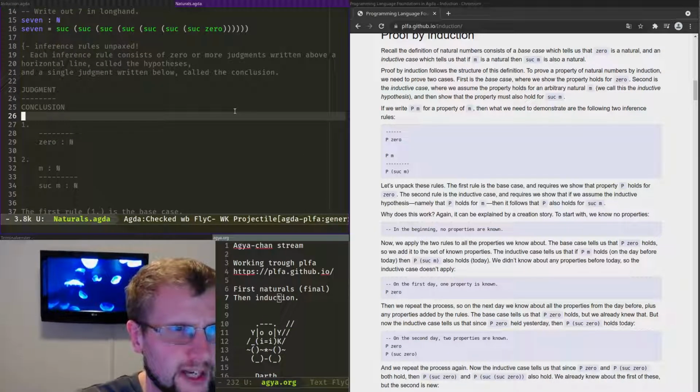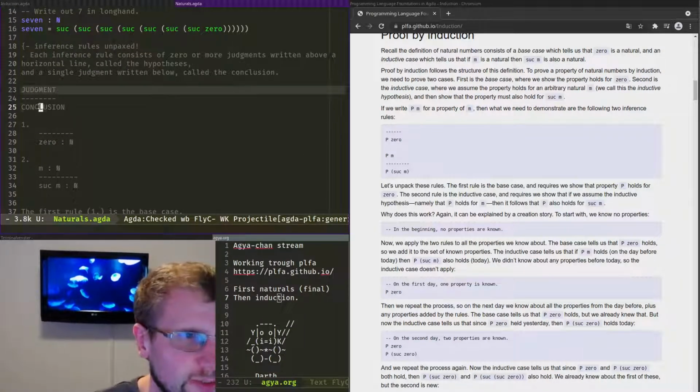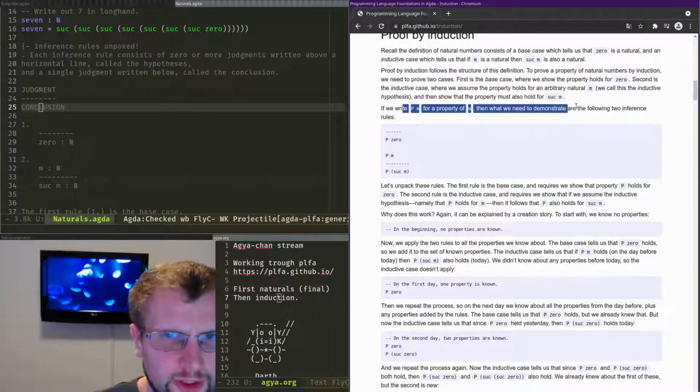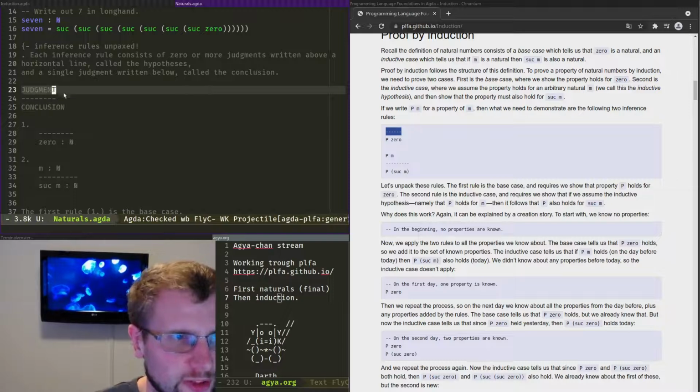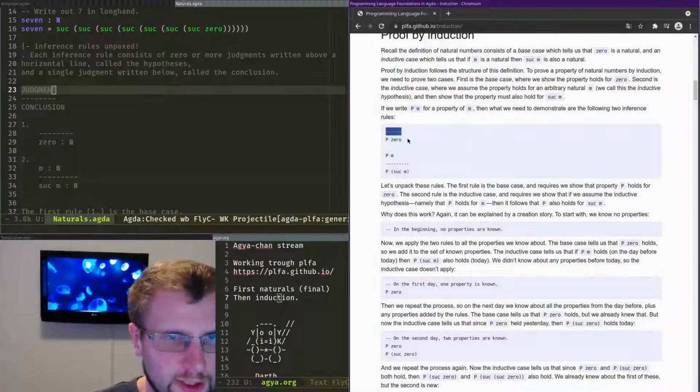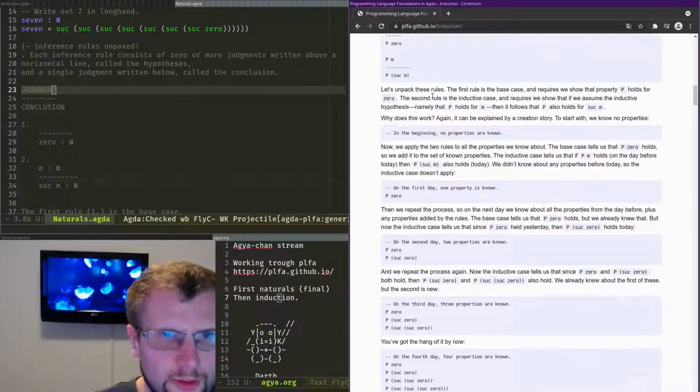Let's use window manager magic. Inference rule unpacked. That's it. You got a judgment and a conclusion. A property, then we need to demonstrate the following inference rules. So this is the free one because you don't have any judgment. That's like a guard for your conclusion. And then you get a free conclusion, P 0. Okay, just like natural numbers, whatever. But we're doing this again.